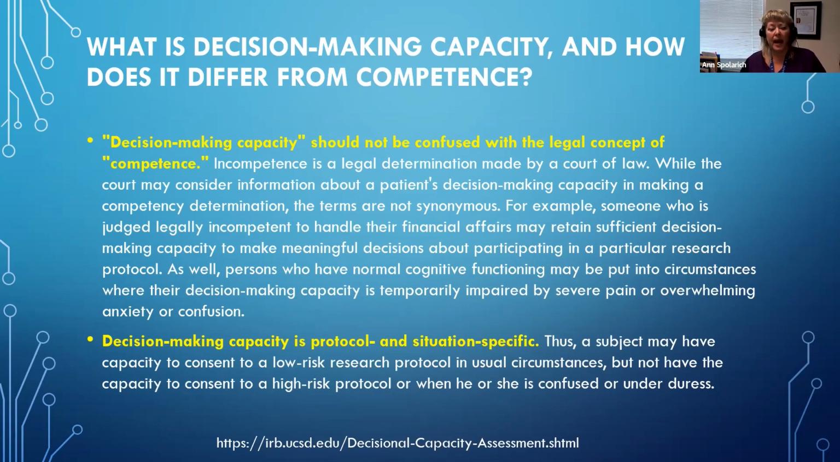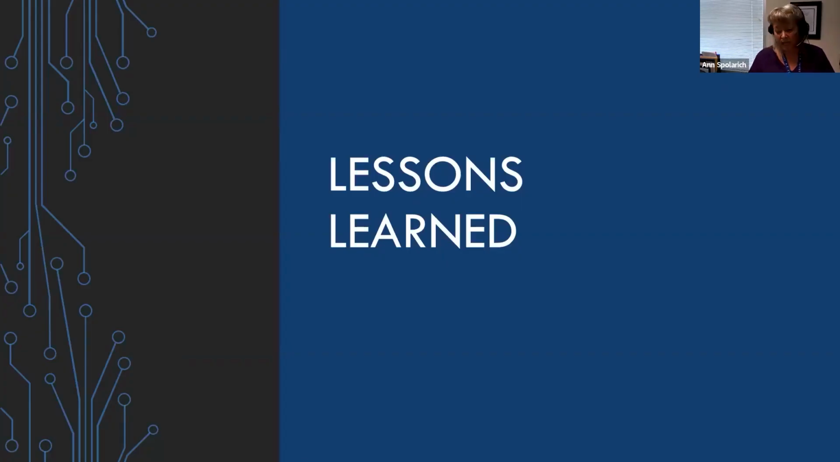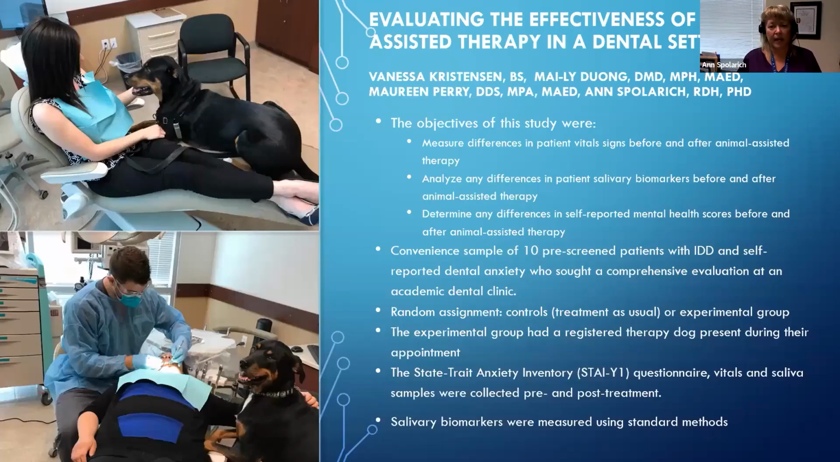So decision-making capacity is protocol and situation specific. I would really encourage everybody to hop onto UCSD's IRB website and read more about this, because it was really informative to me, and I thought it would be a nice help for everybody.